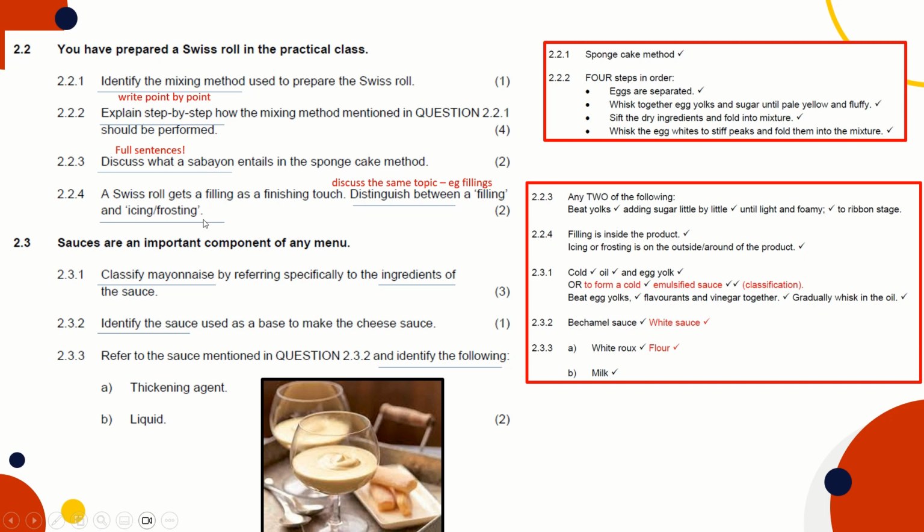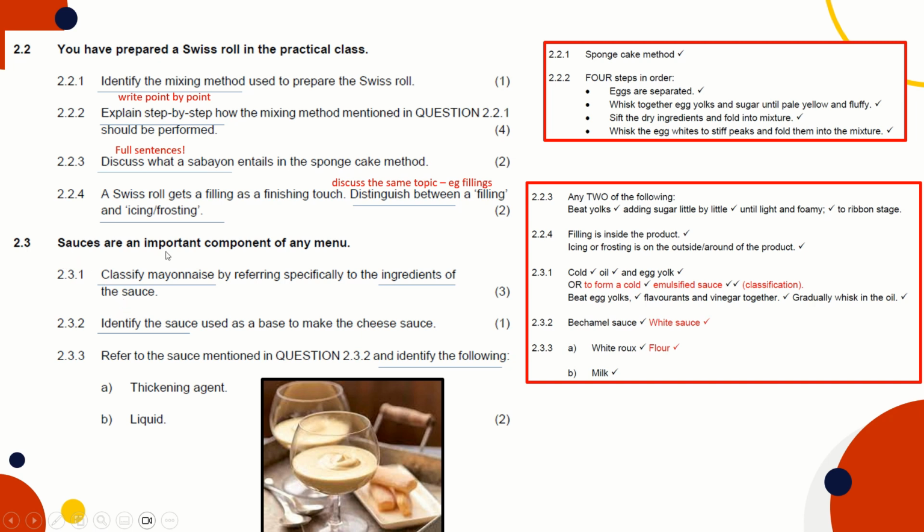Right, the next question is, a Swiss roll gets a filling as a finishing touch. Distinguish between a filling and an icing or a frosting. So you need to know what is a filling and what is a frosting or an icing. And you need to give the same topic in both of them. For example, the correct answer is, a filling is on the inside of the product, while icing or a frosting is on the outside or around the product.